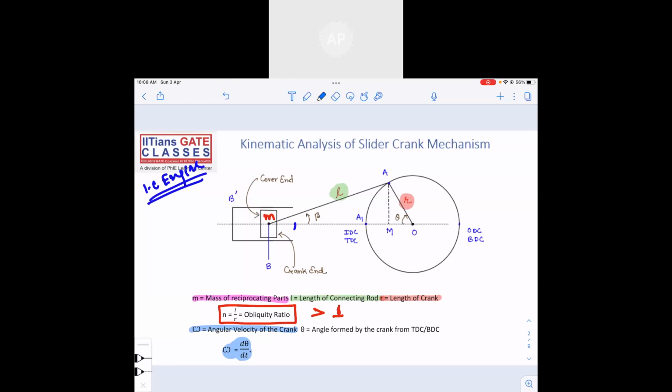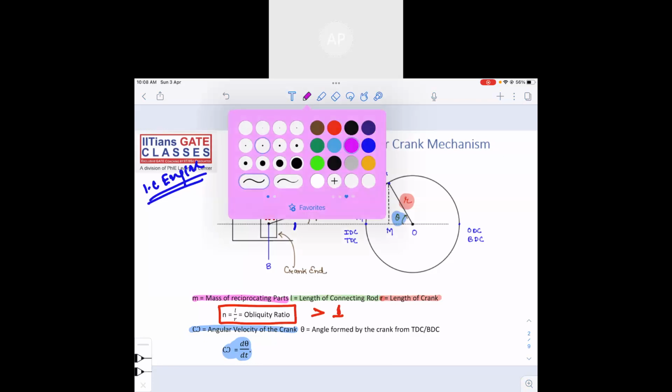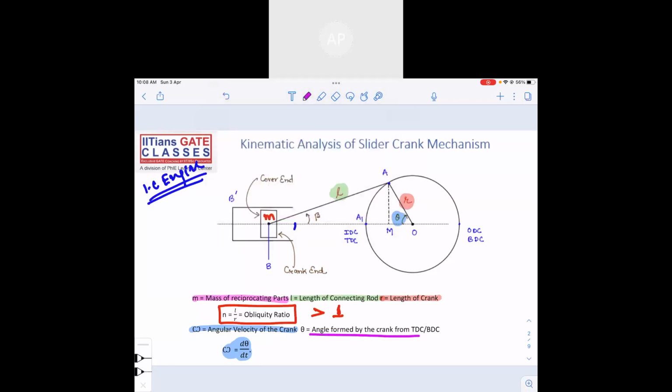Which one is angle theta? Let me show you. This is angle theta. So what is angle theta? Angle formed by the crank from top dead center to top dead center or bottom dead center. Okay. So this angle is theta. Mind you, this angle is beta. These are some of the common terms that you need to remember. This angle is beta. That angle is theta. And these are some of the things you'll have to see.